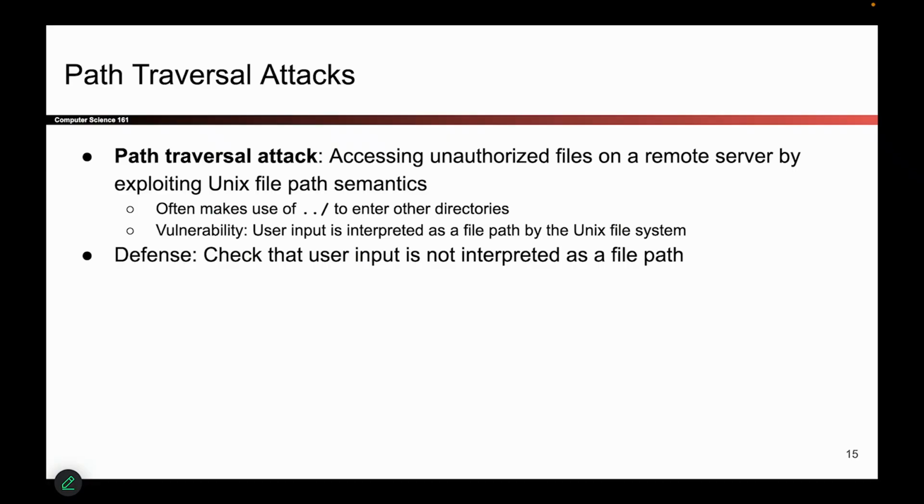Now, if we wanted to defend against this, we would make sure that the user input is not treated as a file path. So we would do escaping. We would escape any dots or slashes that we see. And if we wanted to do defense, that's how we would stop the attack. But for today, because we're thinking about detection, we'll think less about stopping this attack and more about detecting that it's happening. So keep this in mind as a running example for all the intrusion detection things we will see today.